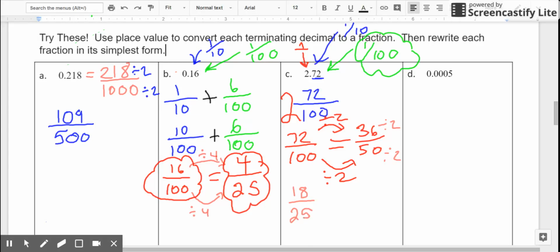And now I'm at the point where I can't simplify anymore, because 18, I can multiply by taking 2 times 9 or 3 times 6. And 25, I can multiply by taking 5 times 5. So there are no more common factors to use. So that means my final simplified fraction has got to be 2 and 18 25ths.